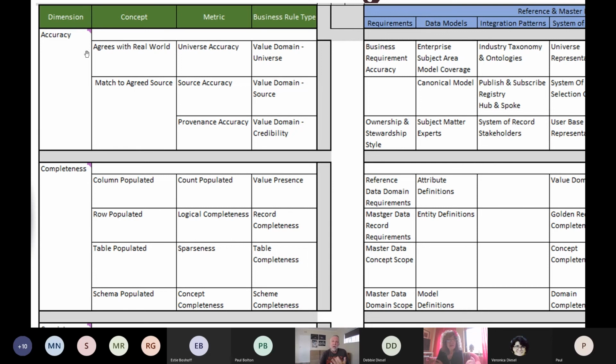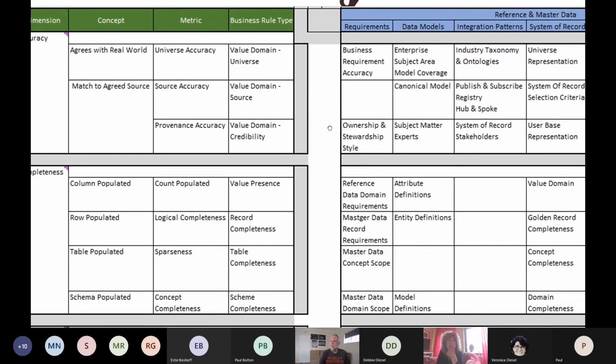And then we've got another concept of dimension, which is matched to agreed source. And then we've got source accuracy and we've got provenance accuracy. So I'm sure you guys have heard about that. One is looking at the source data and is it accurate? And the other one is looking at the people that are providing it. And are they doing a good job at maintaining the accuracy of their data set? Because, yeah, we can balance to their data set 100%, but have they updated it with a later set of changes? Are they managing that properly? So we've got these different business rules. This one is related to credibility.